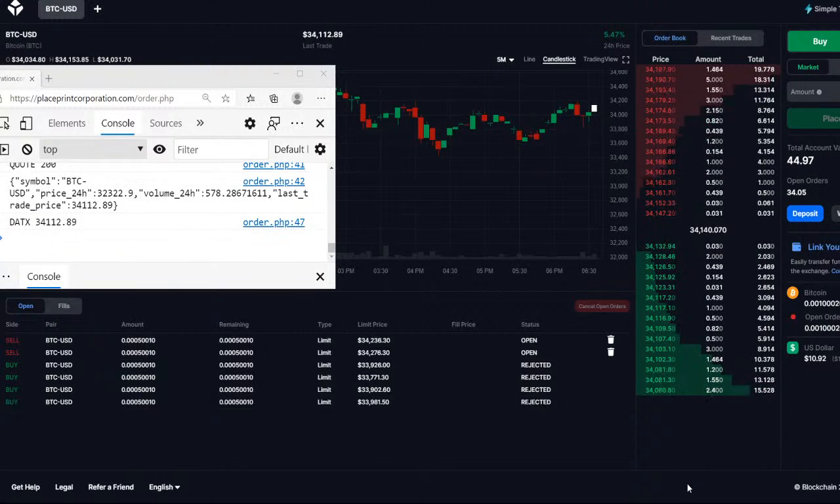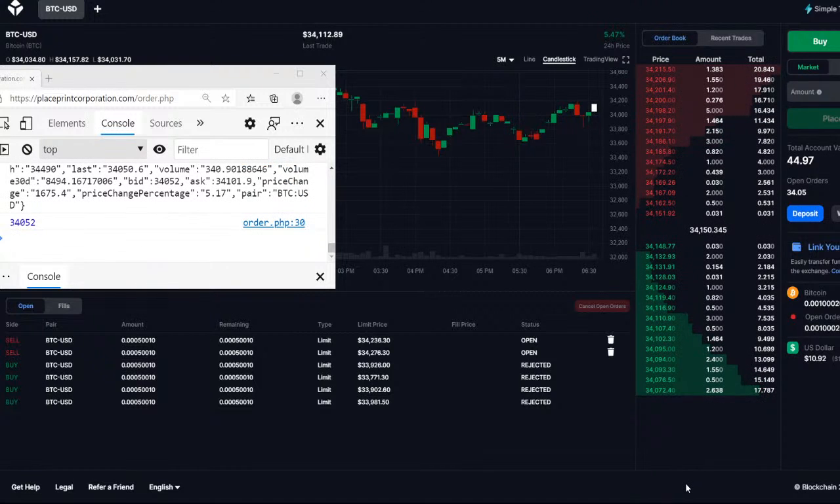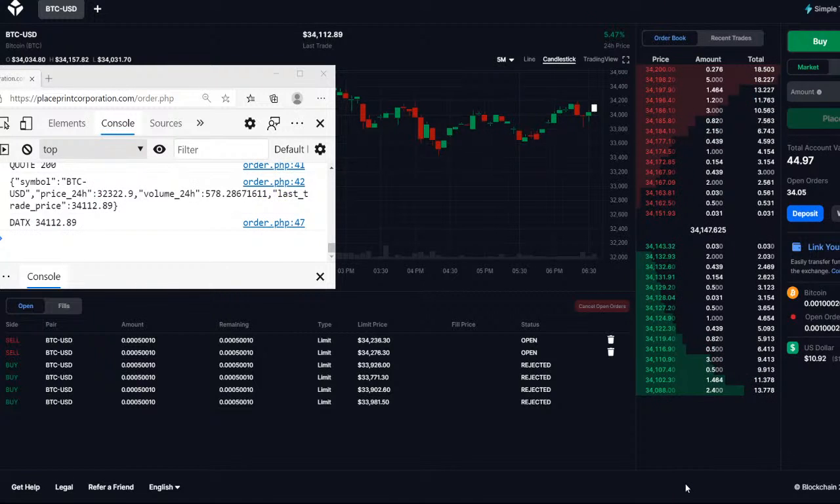$34,100's trade, almost there. Another 150 points to go. 34,052's trade.